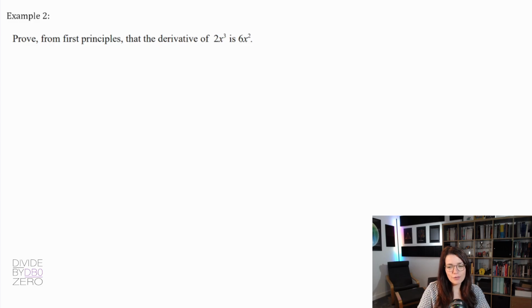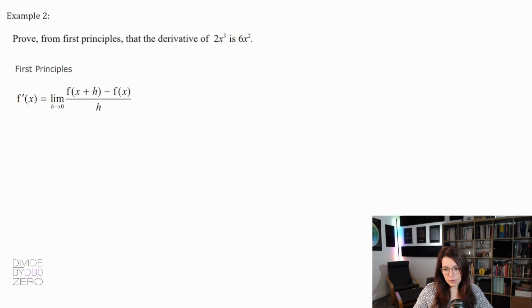Example 2. Prove from first principles that the derivative of 2x cubed is 6x squared. Again, it's first principles, so we're going to grab the formula, make a note. We're going to make a note of what f of x is in this case. 2x cubed. What's f of x plus h? That will be 2 times x plus h cubed. We're going to substitute into the formula, so f dash x is limit as h tends to 0 of that.